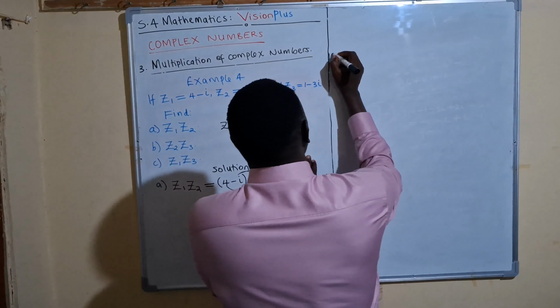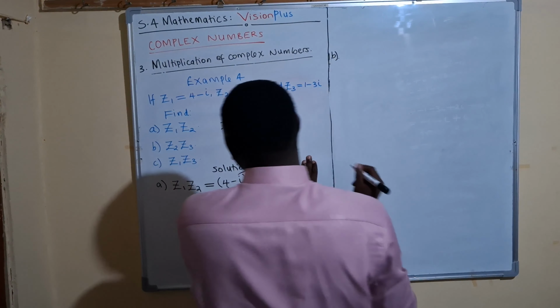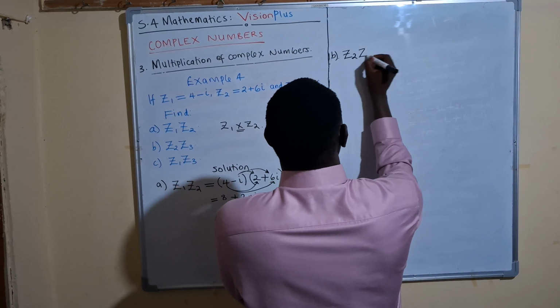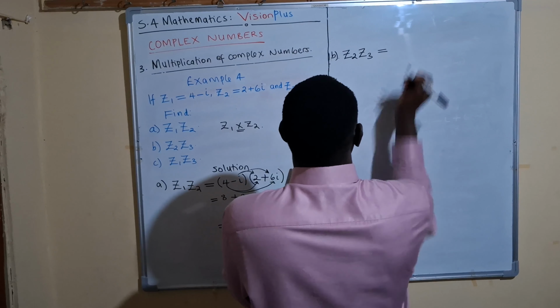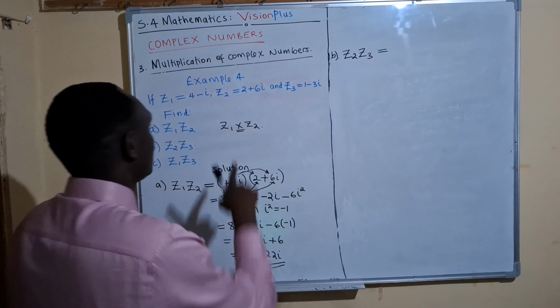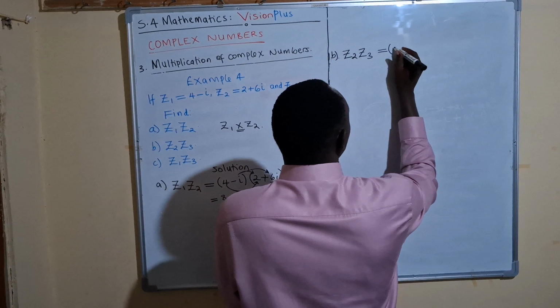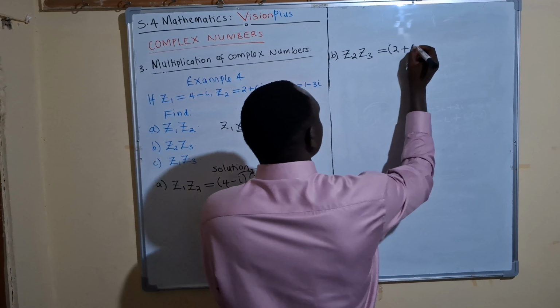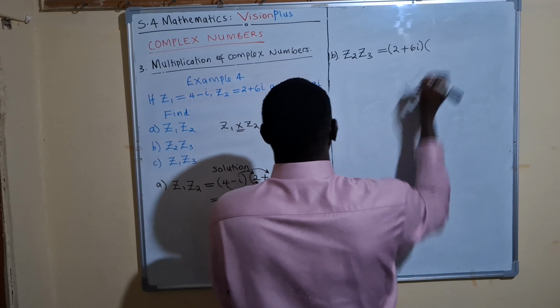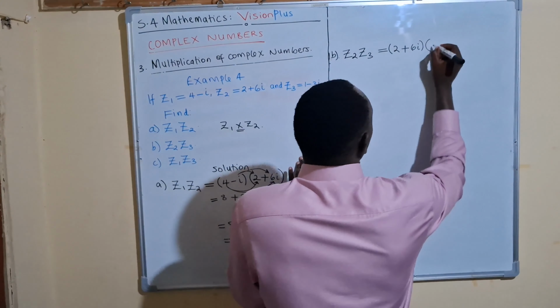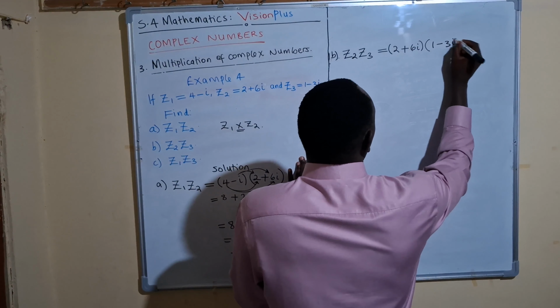Going to part B, you may pause the video and try it out, then you replay and check if you are correct. Z2 times Z3. Simply we are going to substitute for Z2. Z2 is 2 plus 6i. So you open the bracket because there are two terms, then you say it is 2 plus 6i. But you are multiplying it by Z3. What is Z3? Since there are two terms again, they are 1 minus 3i.